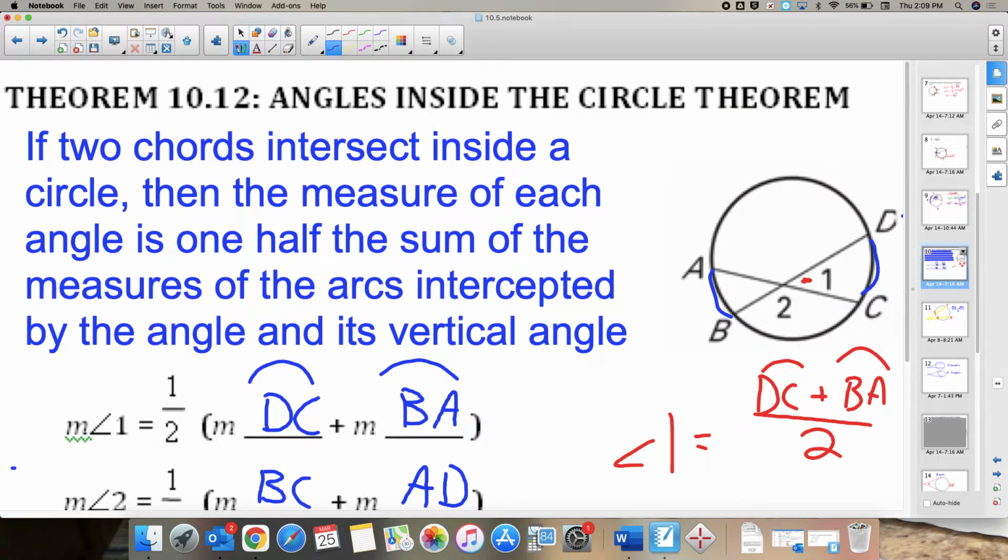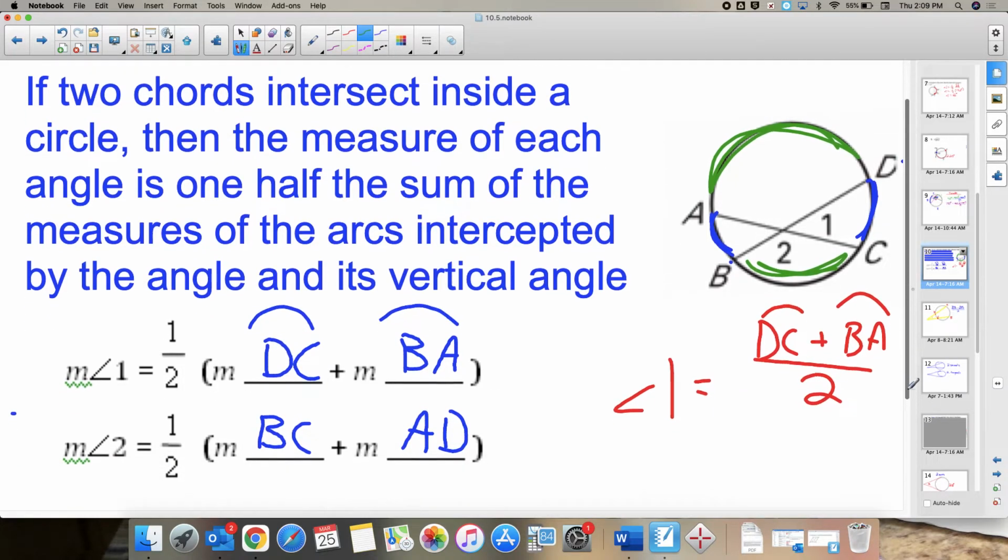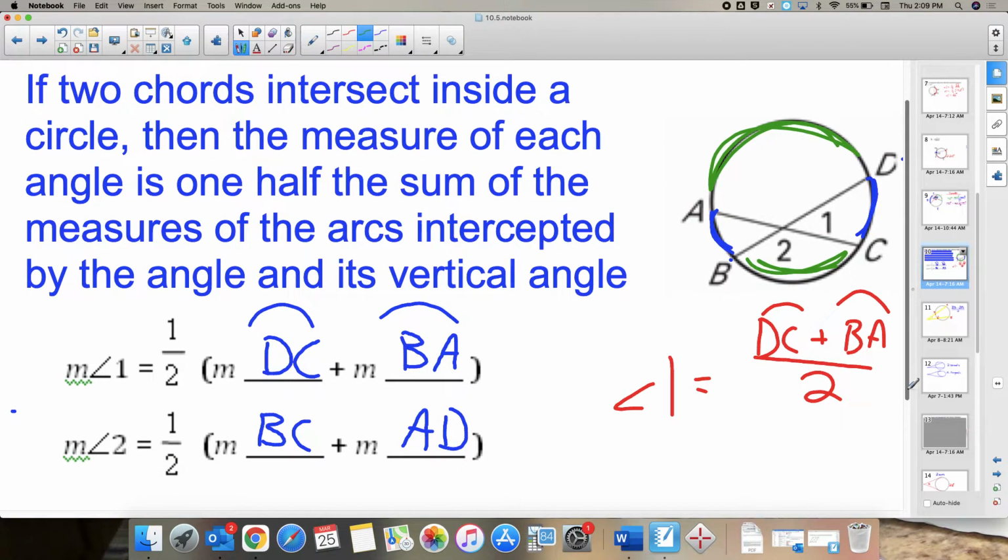So if two chords intersect inside your circle, the measure of each angle is 1/2 the sum of the measures of the arcs intercepted by the angle and its vertical angle. So if you look at angle 1, it is going to be arcs DC and AB that you're taking the average of. Angle 2 is arc BC and AD that you're going to take the average of. So intersection inside your circle, in layman's terms, you add your arcs and divide by 2.